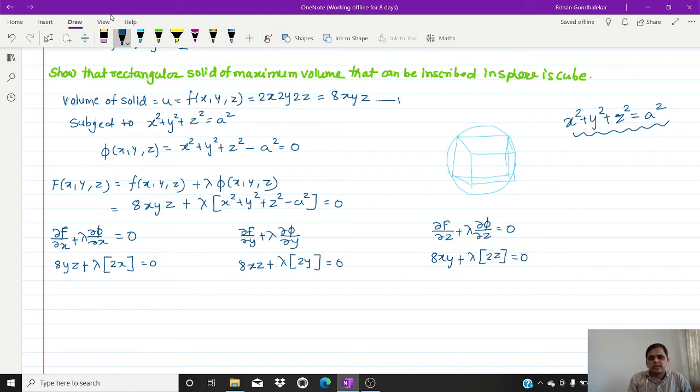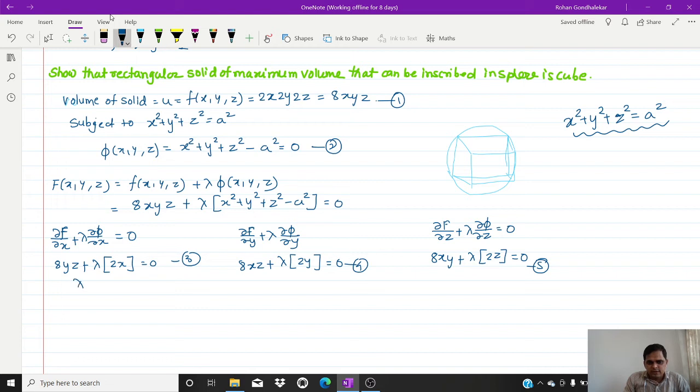So I call this equation 1, this equation number 2, this is 3, 4 and 5. So we need to solve the equations 1, 2, 3 and 5 and we must derive the values. Is it?